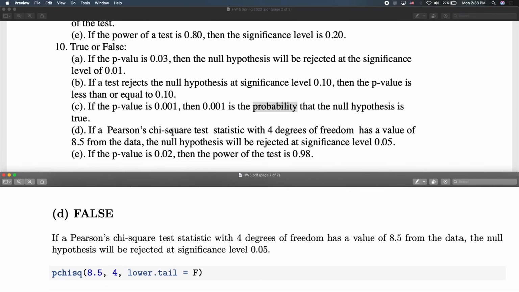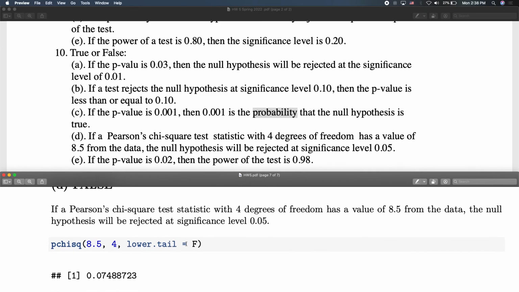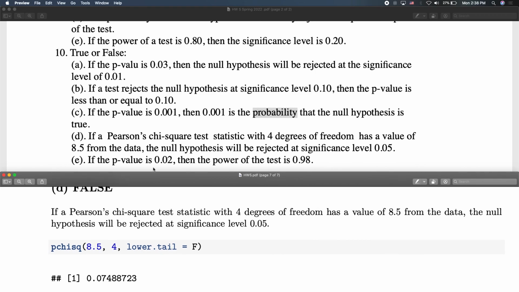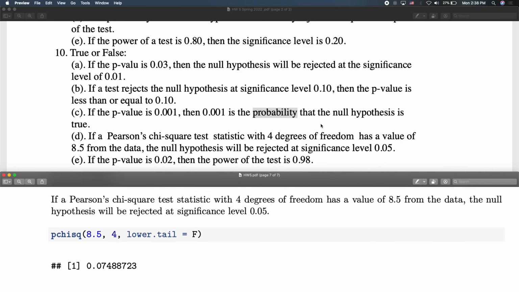And then for part D, for a chi-square test, degrees of freedom 4, test statistic 8.5, the null hypothesis is rejected at alpha level 0.05. Here we just do the same thing based on the information. We can see that the p-value is actually 0.07, which is greater than 0.05. So we do not reject the null, which means this is going to be false.